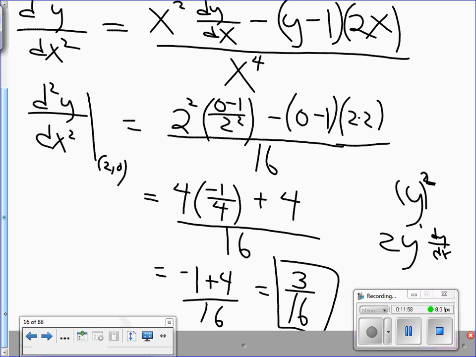And if you do it all right, you find out that the second derivative at the point (2, 0) is 3/16.